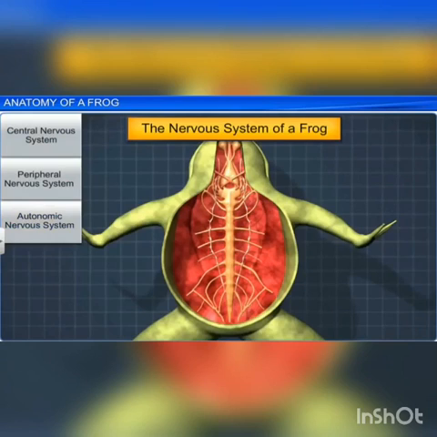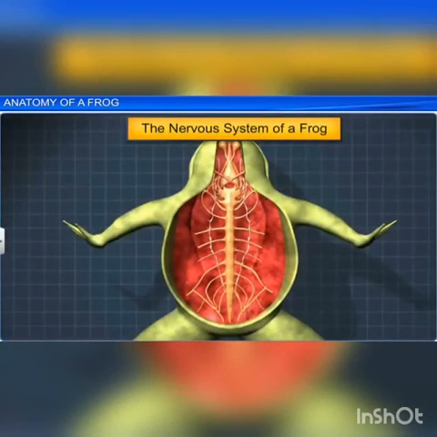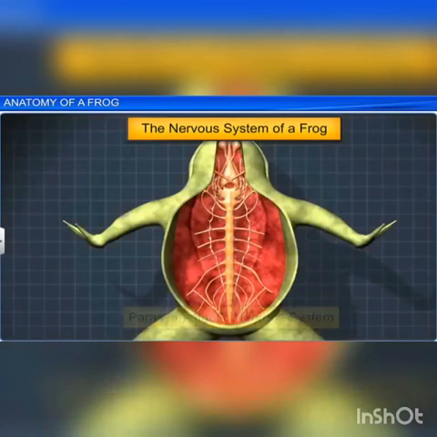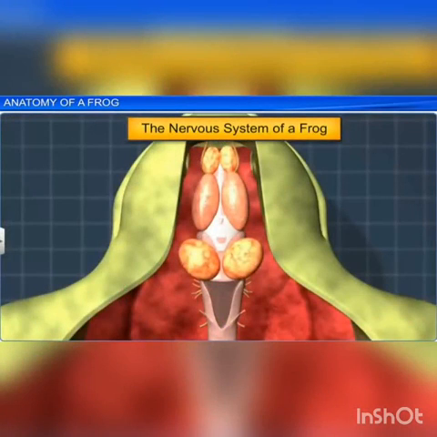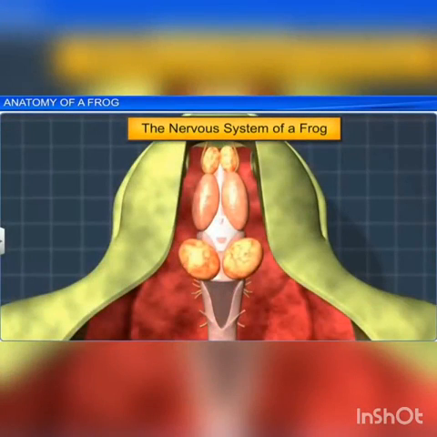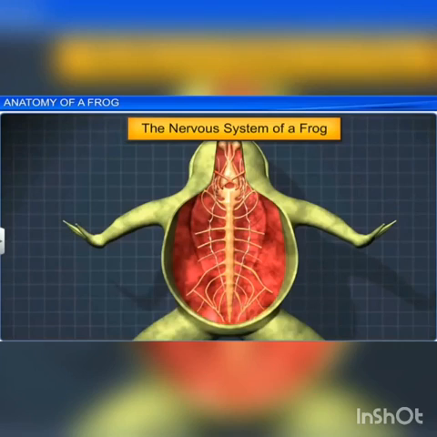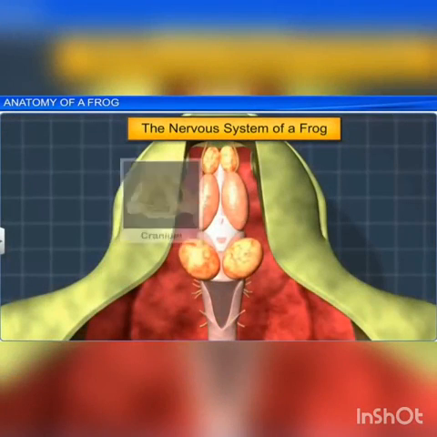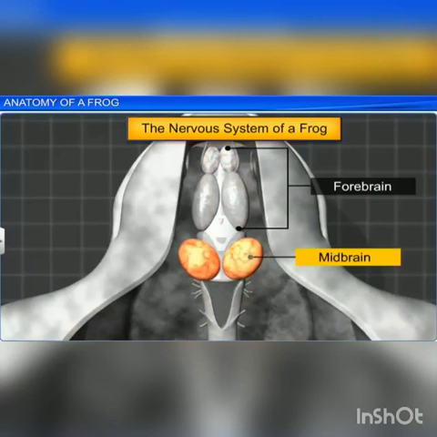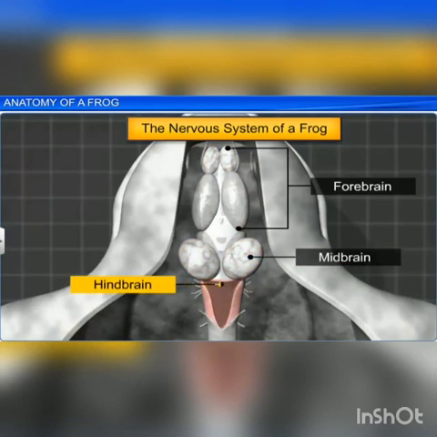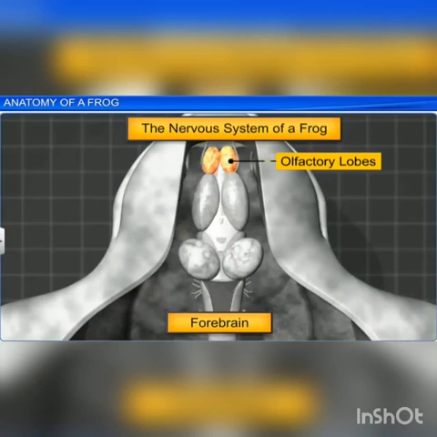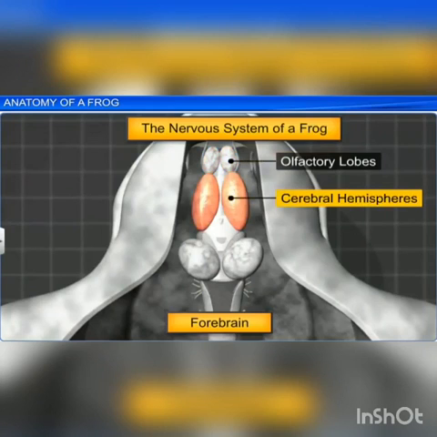Visceral means important. This central nervous system consists of brain and spinal cord, and this brain is situated in the cranial cavity or the skull and is covered by two meninges. Meninges means the covering of the brain, which is called pia mater and dura mater. 10th standard itself you might have known about this. So the brain is divided into forebrain, midbrain and hindbrain. Forebrain is the anterior most and the largest part, which consists of olfactory lobes and cerebral hemispheres and a diencephalon.